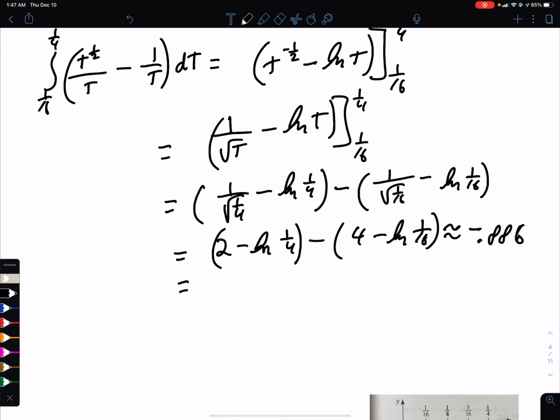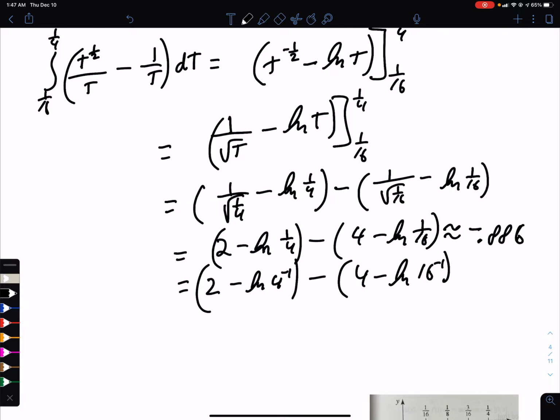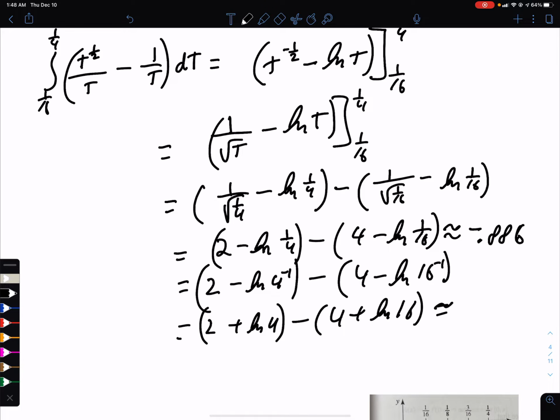A couple of other fun little things we could do. ln of 1/4 is ln of 4 to the negative 1 power. And I can do the same thing. This is ln of 16 to the negative 1 power. And then we can put the exponent in front of the log. This actually becomes 2 plus ln of 4 minus 4, and put the exponent in front of that log, that negative comes in front, plus ln of 16. These all would still get you the same answer, but just practicing the rules of logs.